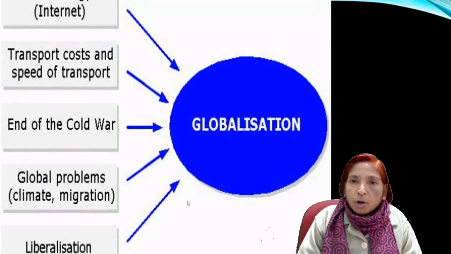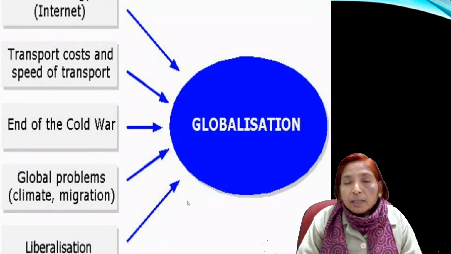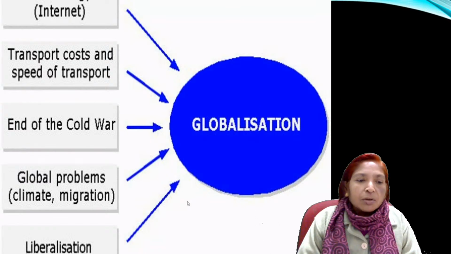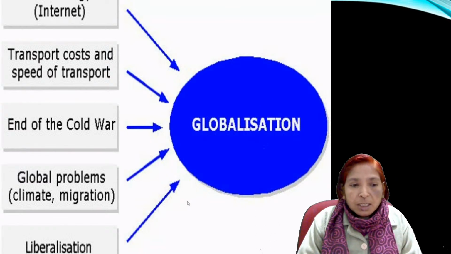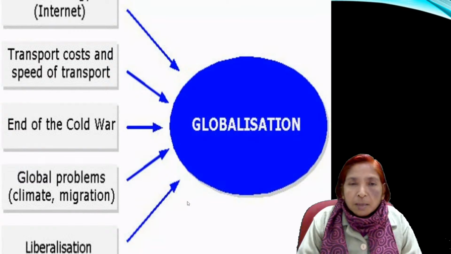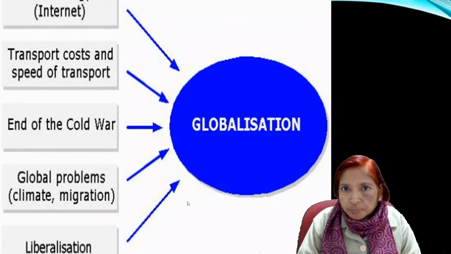Now next is global problems. We can find solutions to global problems, problems from which almost all countries are suffering, with the help of global-level action. Global problems like climate change and migration are related to globalization. And next is liberalization. Liberalization means opening up the economy to the rest of the world.